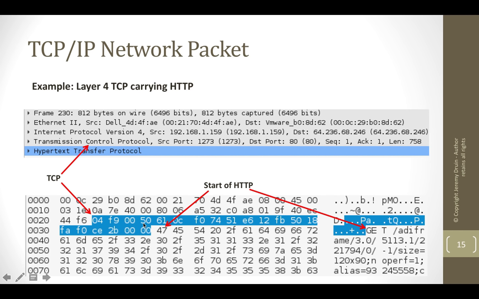So 50 is 5 16s plus 0 1s. 5 times 16 can be figured out by taking 5 times 10, which is 50, and 5 times 6, which is 30, and 50 and 30 is 80. In other words, 50 hexadecimal is equal to 80. So the most important fields are the ports, sequence and acknowledgement numbers, and the flags.